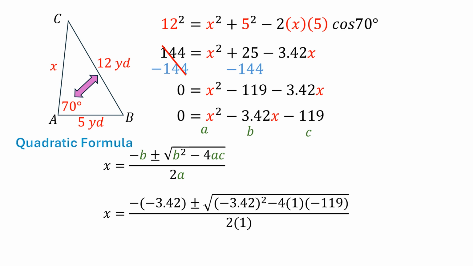If you calculate this, you will have two values. x is approximately 12.75, and it's also approximately negative 9.33. But we don't take this as part of the solution because x cannot be negative, because it's the length of a side, and it's impossible to have a negative length. So the answer is x is approximately equal to 12.75 yards.